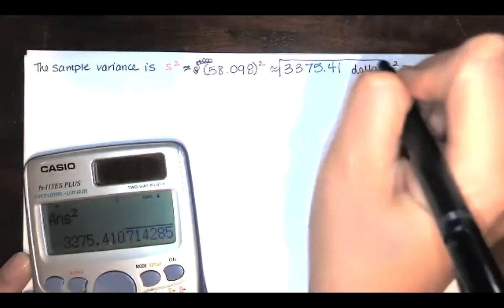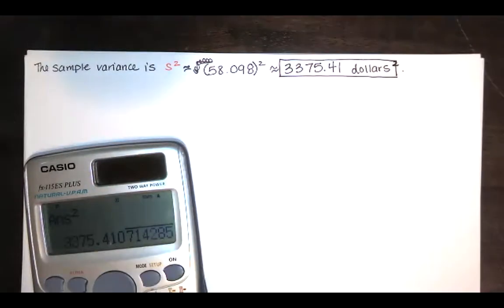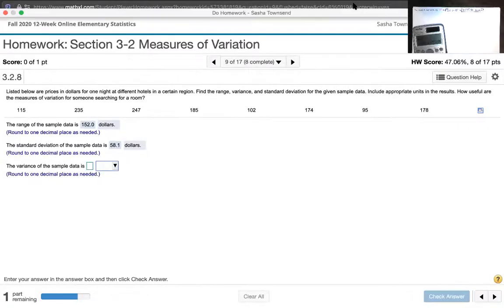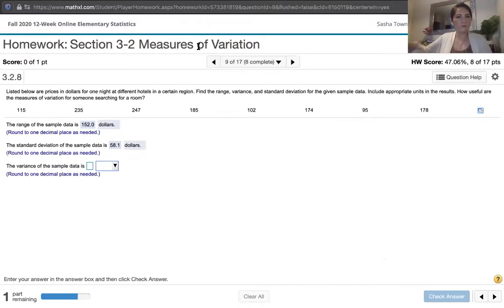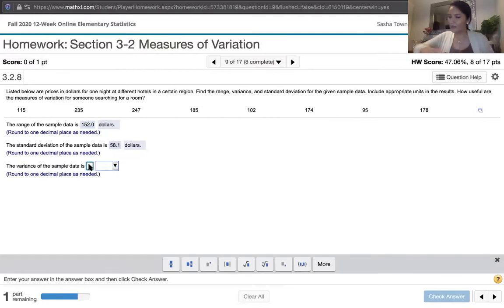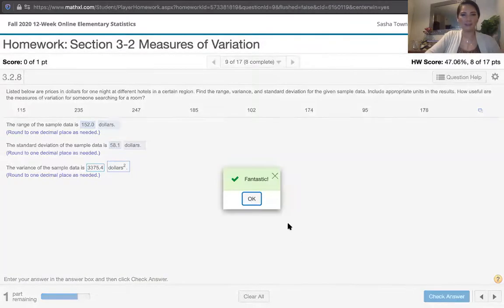So this is our answer, but it may not be what my lab statistics wants. So let's go back to that screen. Make sure we give them what they want. Okay, they say round to 1 decimal place is needed. So we've got 3,375.4, and that's dollars squared. Okay, great.